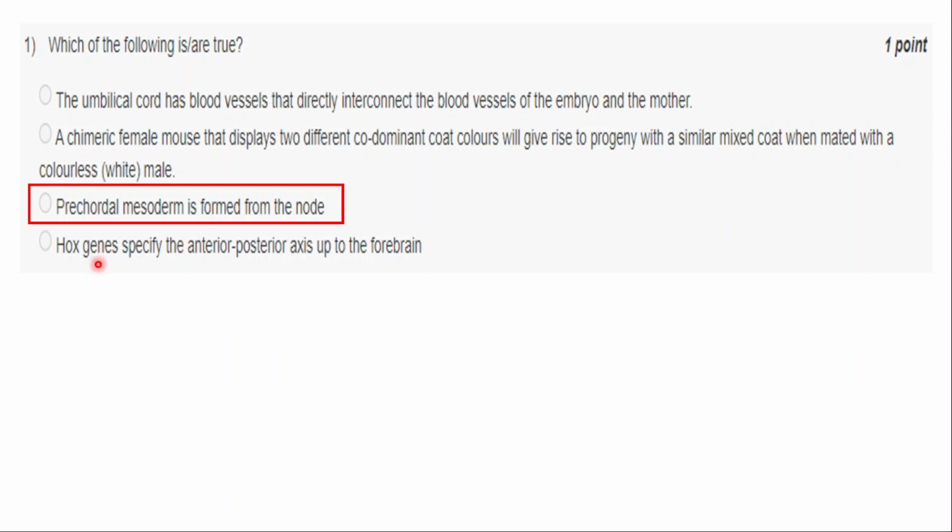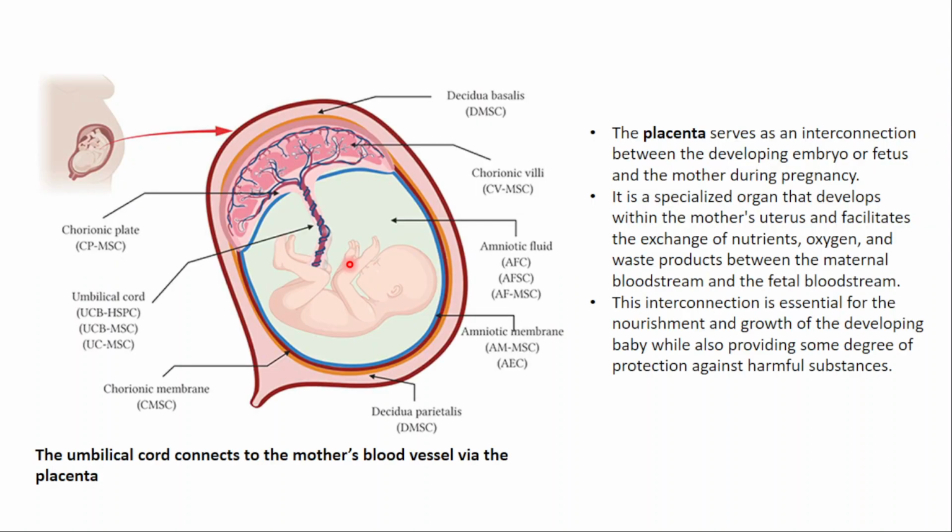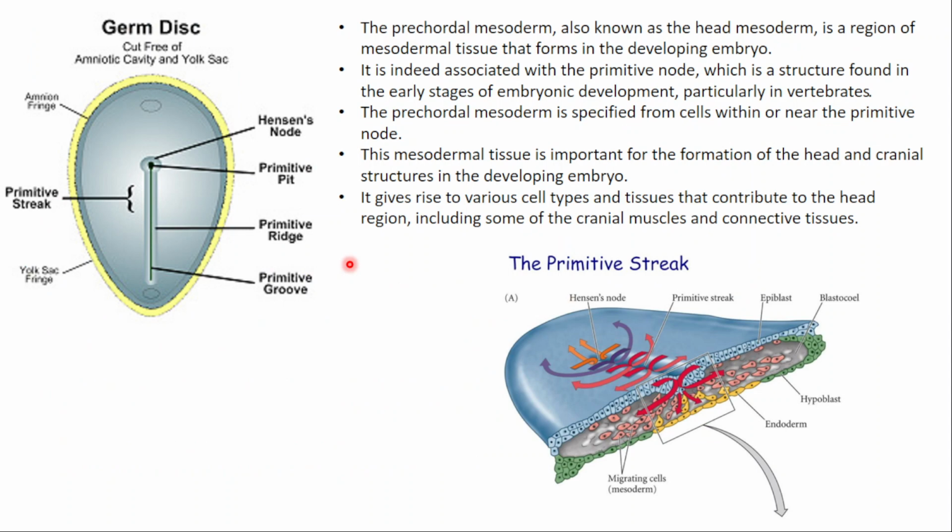And as I mentioned in the question, Hox genes specify the anterior posterior axis from the forebrain to the tip of the last vertebra. And the third option, which was the correct option, the precaudal mesoderm arises from the node. So if we look at chicken embryonic development, precaudal mesoderm, also known as the head mesoderm, is a region of mesodermal tissue that forms in the developing embryo. It's a kind of mesoderm, as its name suggests, and it forms the head.